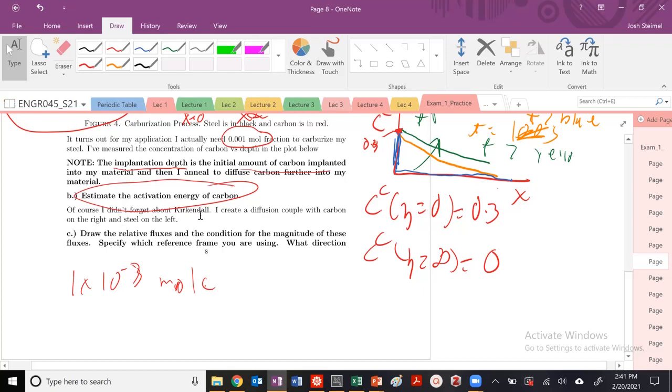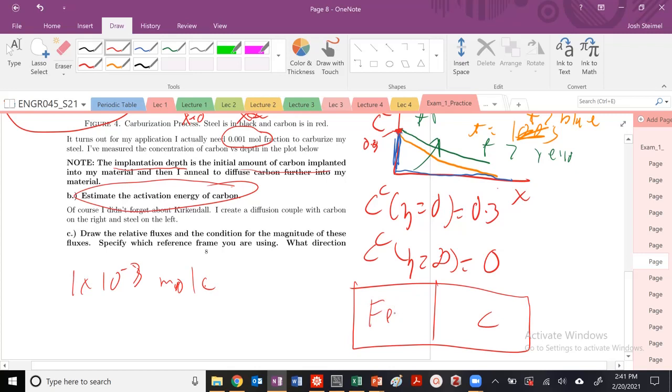Of course, I didn't forget about Kirkendall. So I have a diffusion couple. I have carbon on the right and steel on the left. Steel is Fe, iron, but you could just generalize it as Fe. So let me erase a little bit here and give me some room.